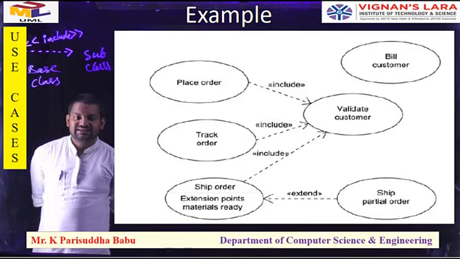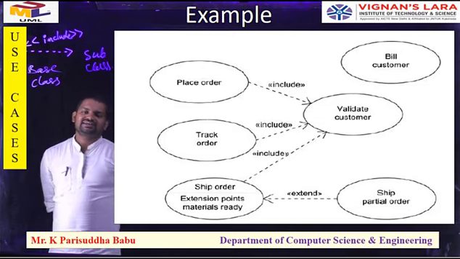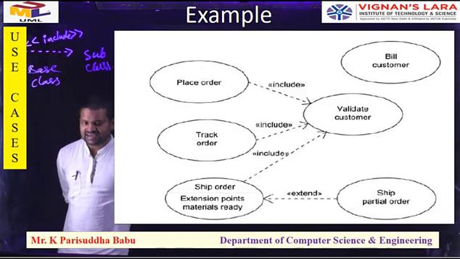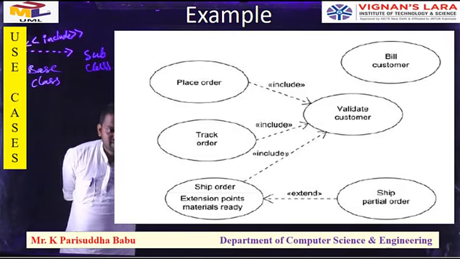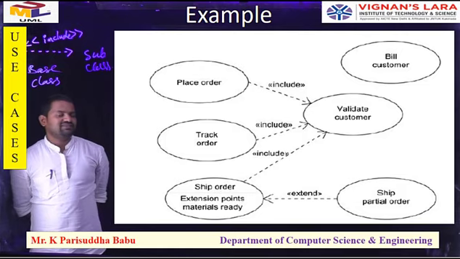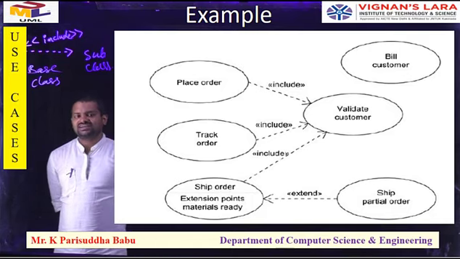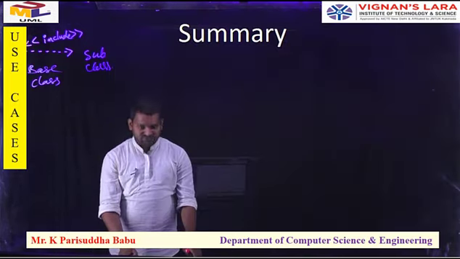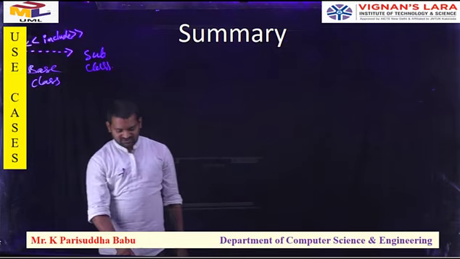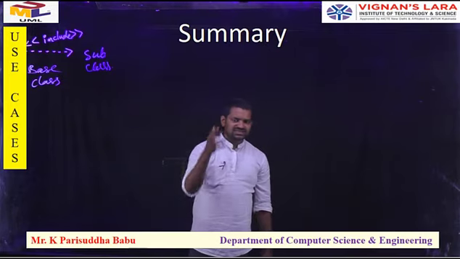Whether the materials are ready or not, you have to check through validate customer. Validate customer also checks placing order, tracking order and shipping order. Ship partial order is the extend relationship attached to ship order. So this kind of representation is expressed with the help of use cases and their relationships.